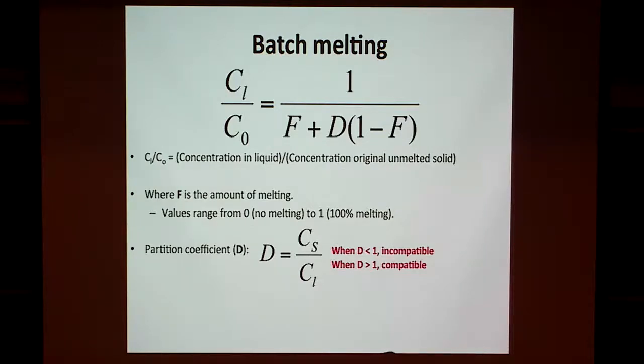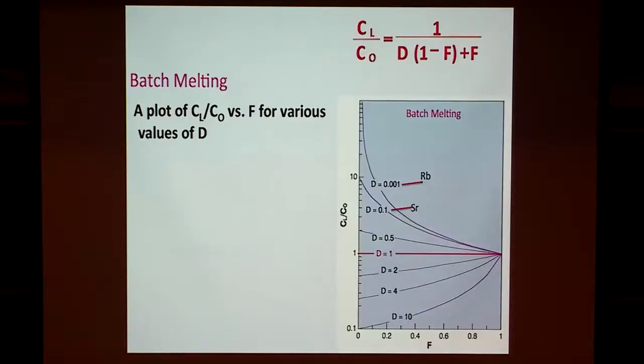Okay. So let's take this and plot this equation up. On the x-axis we have F, so 100% melting here, no melting here, or rather infinitesimally small degrees of melt. On the y-axis we have concentration of the liquid over concentration of the original unmelted solid mantle source. And then we have lines here that are contouring this figure for the partition coefficient. So, as F goes to 1, CL over C0 goes to 1.